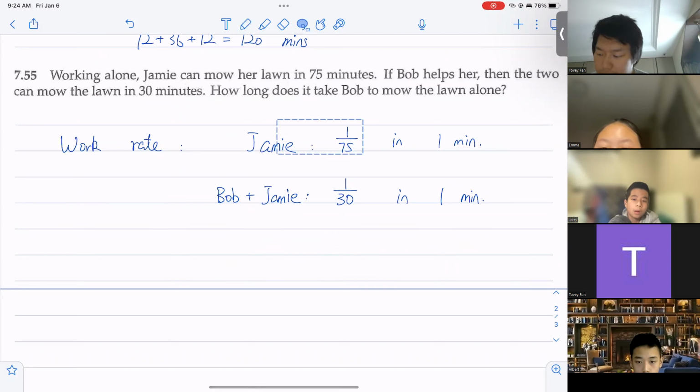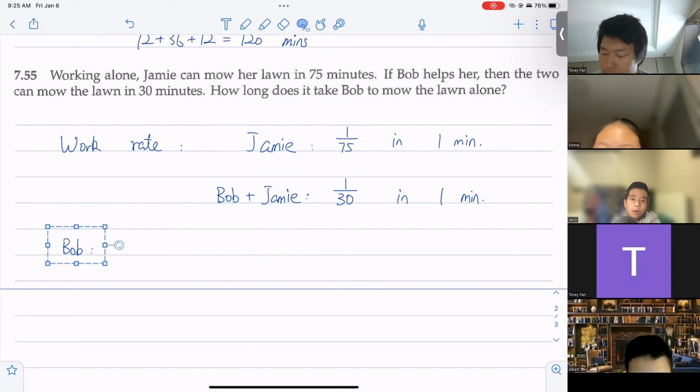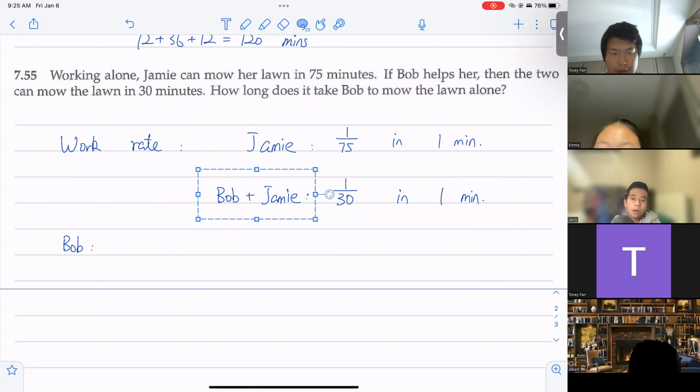Because the work rate for Jamie is 1 out of 75 per minute, and the work rate for them working together is 1/30th in a minute, then you can figure out the work rate for Bob. So the work rate for Bob will simply be the difference between them, because when they work together, it's the combined work rate.